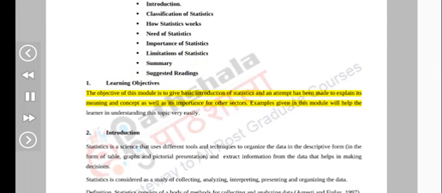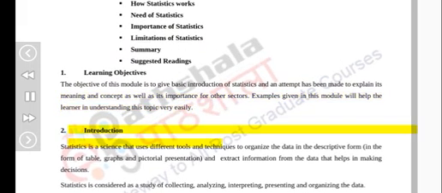1. Learning objectives. The objective of this module is to give a basic introduction of statistics, and an attempt has been made to explain its meaning and concept as well as its importance for other sectors. Examples given in this module will help the learner in understanding this topic very easily.